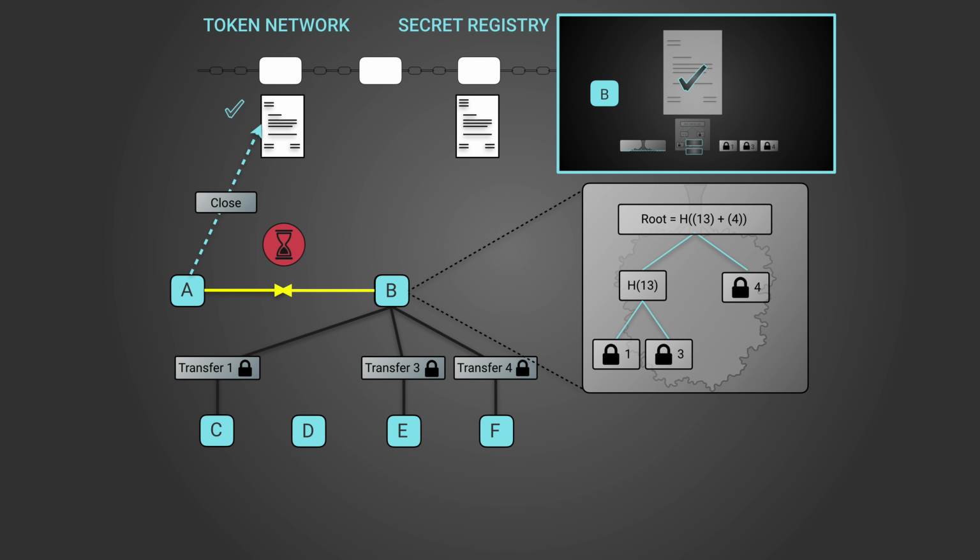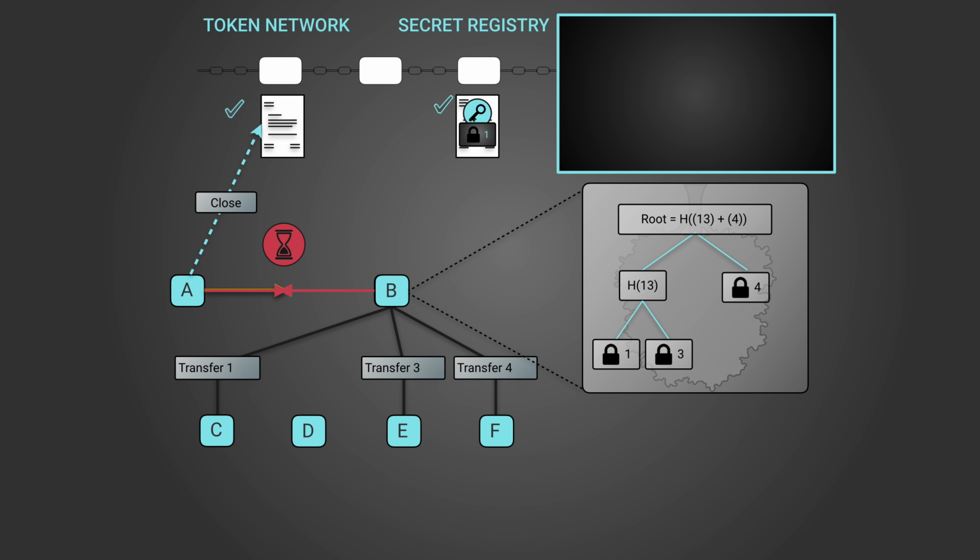The token network smart contract now needs to pay out the pending transfers to their rightful owners. The smart contract first checks if any of the secrets are known to the secret registry. In this case, lock 1's secret was known, and therefore this transfer belongs to Bob. The pending transfers locked up by lock 3 and 4 were never completed, and therefore expire, refunding them to Alice.